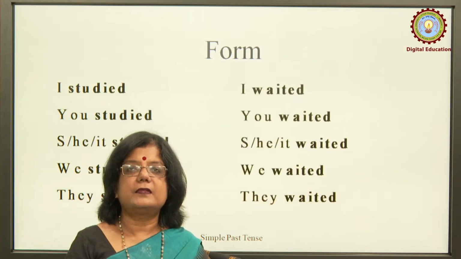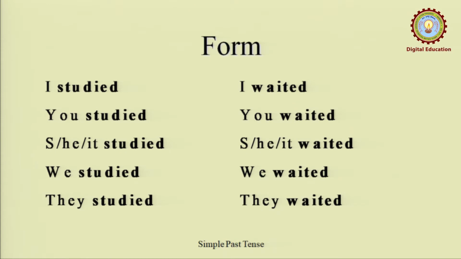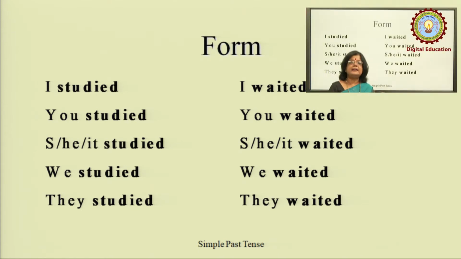What are the forms that we are supposed to use? I studied, first person singular. You studied, second person singular. She studied, third person singular. We studied, first person in a group, and they studied, third persons in a group. I waited, singular, first person. You waited, second person singular. She waited, third person singular. We waited and they waited.